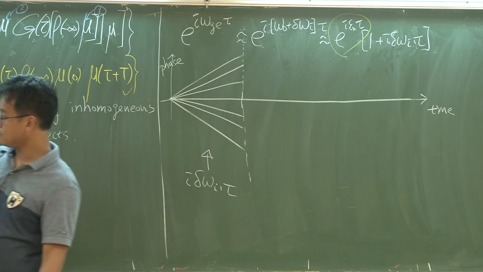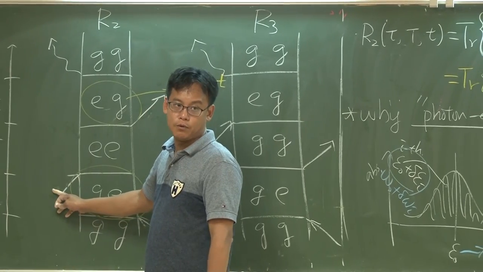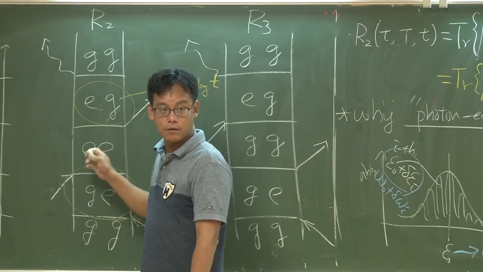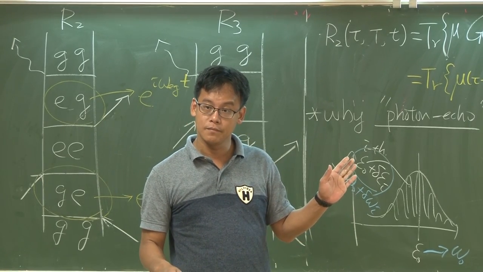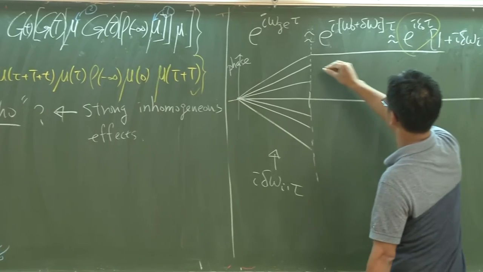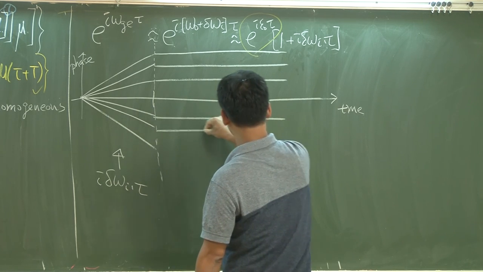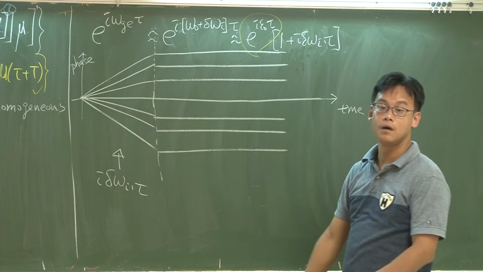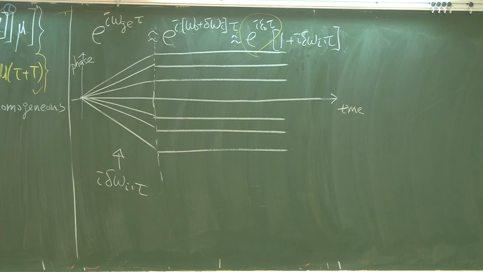The second pulse comes in. This pulse brings your system into a diagonal population state. In population state, there is no phase evolution. Right? So your phase will stay the same as the previous phase. Horizontal lines. After time t, the third pulse comes in.